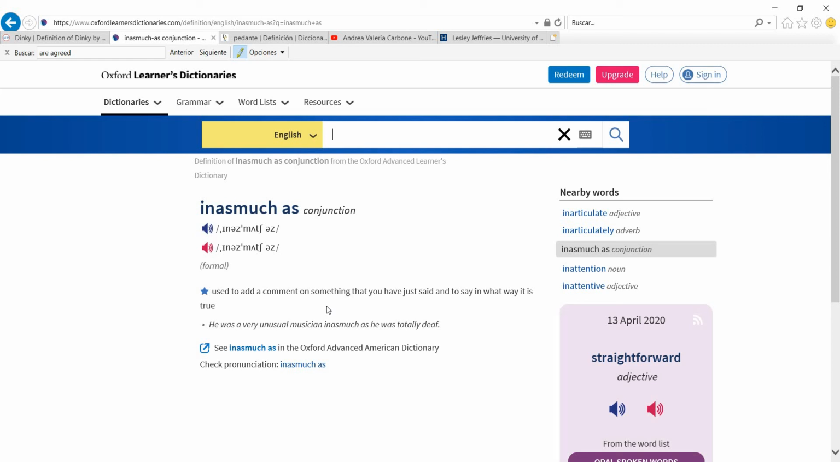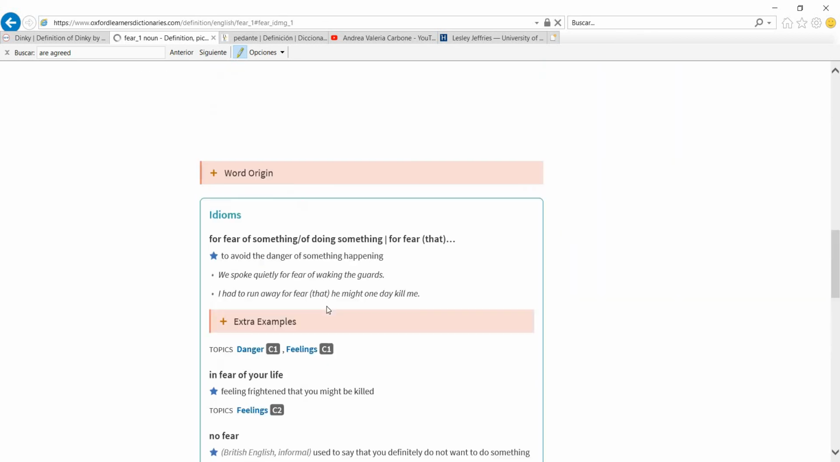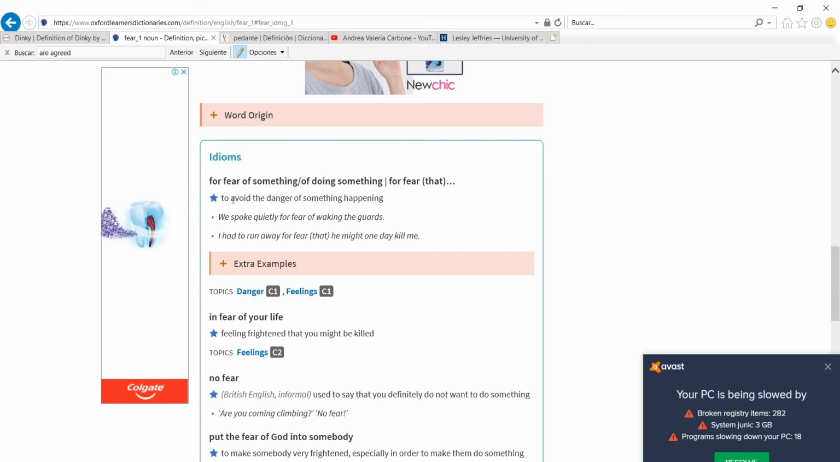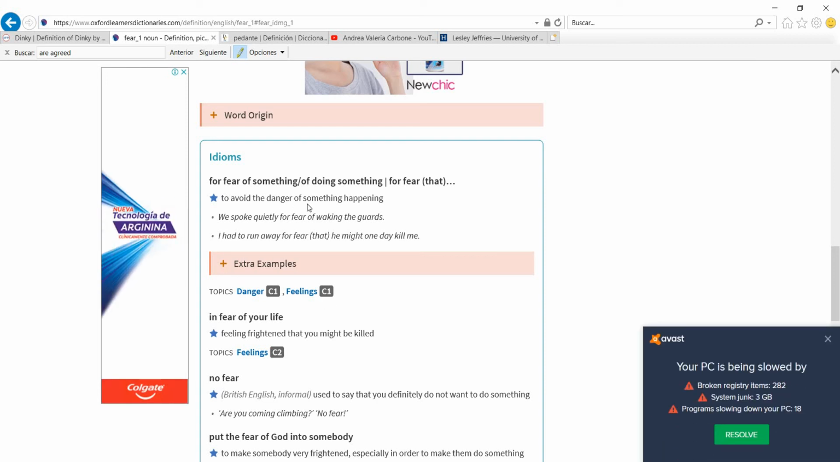But I also want to draw your attention to "for fear of". For fear of and lest, right? They just refer to things you want to avoid, right? Now, why do I want to show you the dictionary here? Because it says to avoid the danger of something happening.